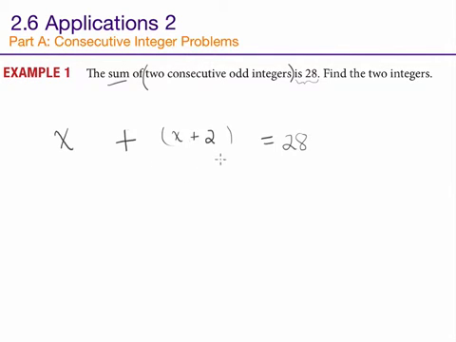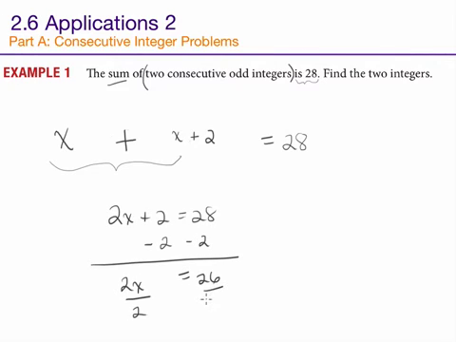I used parentheses when I first wrote this problem out, just so that you could see that I was adding this integer to this integer. I'm not just adding 2 to x. I'm adding x plus 2 to x. The sum is the sum of this odd integer and this next odd integer. Now that I've done that, I don't really need the parentheses. And I can combine like terms, use the addition property of equality, and the multiplication property of equality to solve my equation.